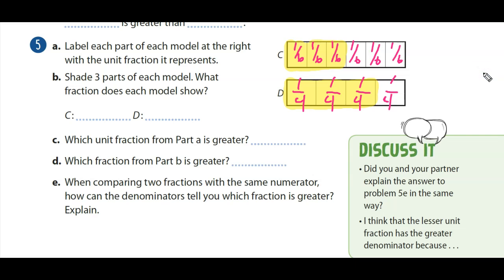So for model C, what's the fraction that I shaded in? I shaded 3 of them, right? 3/6. So what would be the fraction for D that I shaded in? Say it louder. 3/4.